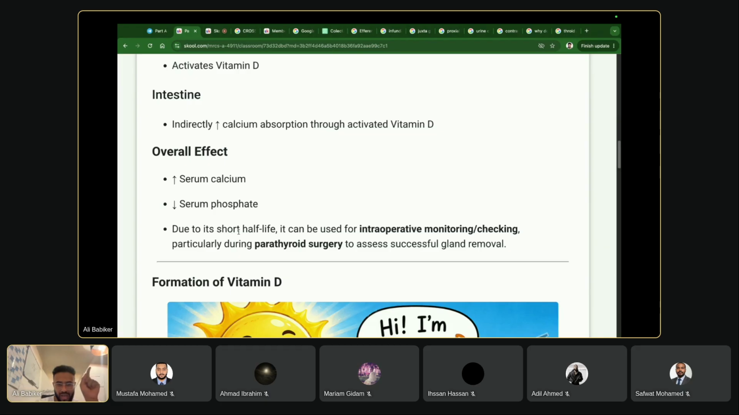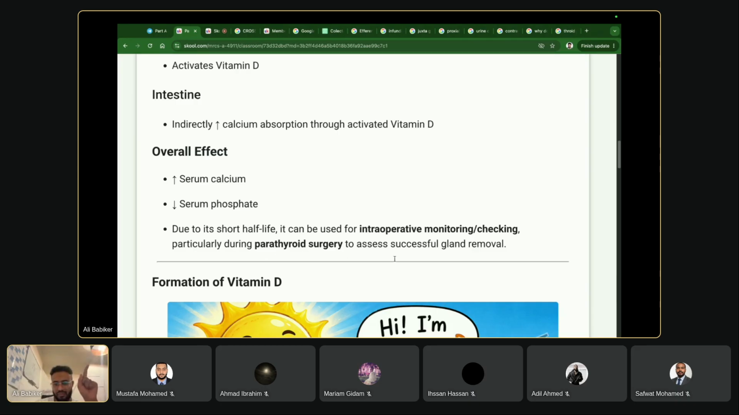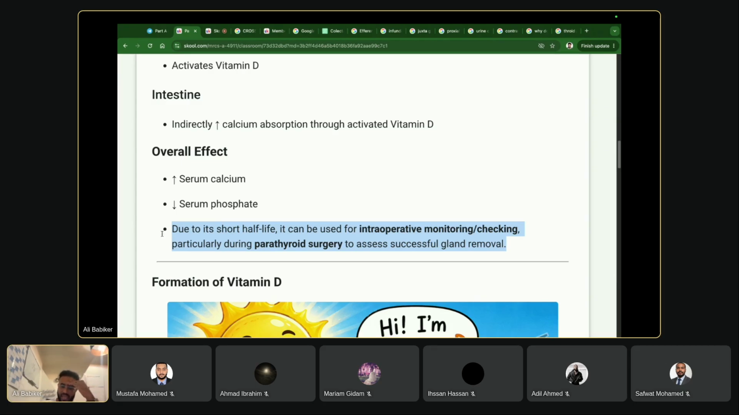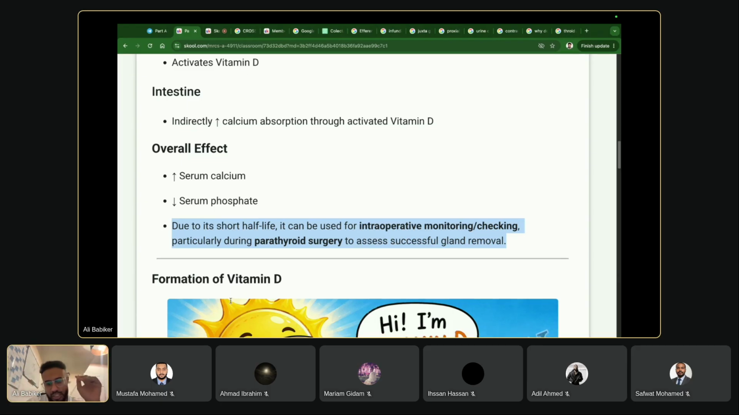Due to its short half-life, it can be used for intraoperative monitoring, particularly during parathyroid surgery, to assess successful gland removal. Meaning, if you have a patient in theater and you took the parathyroid gland out, you can check intraoperatively after 10 minutes, because the half-life of parathyroid hormone is just 10 minutes. That's all it means.